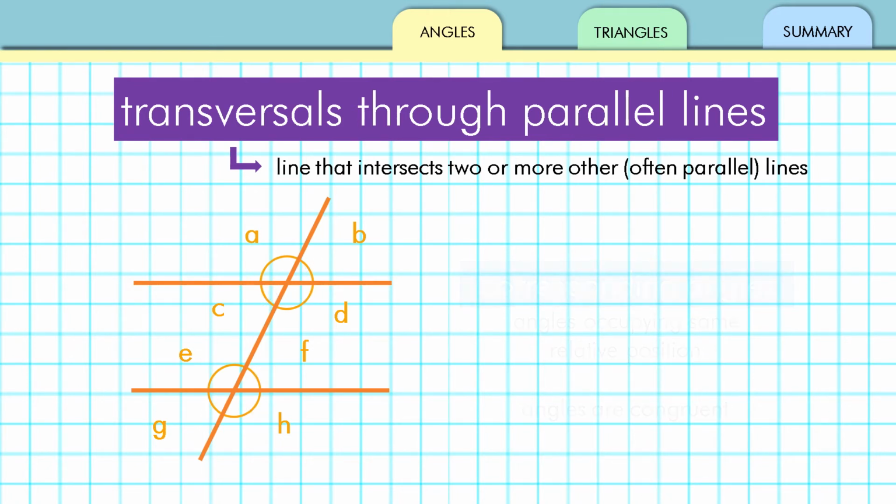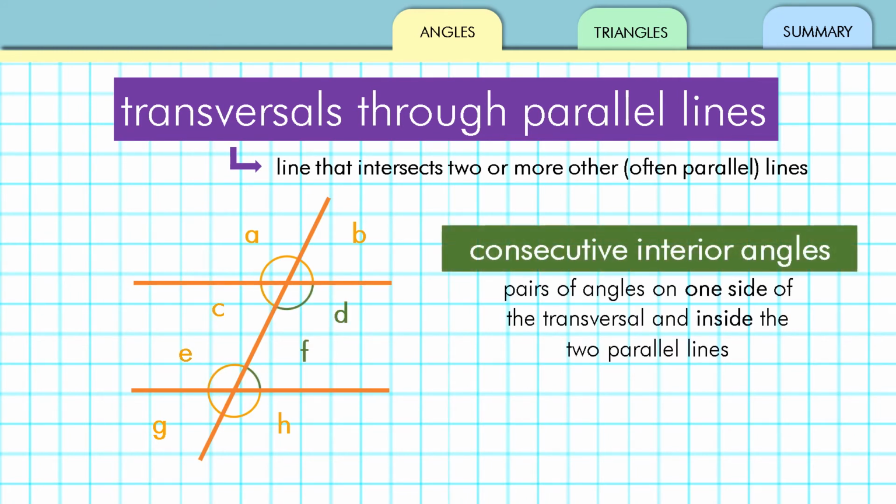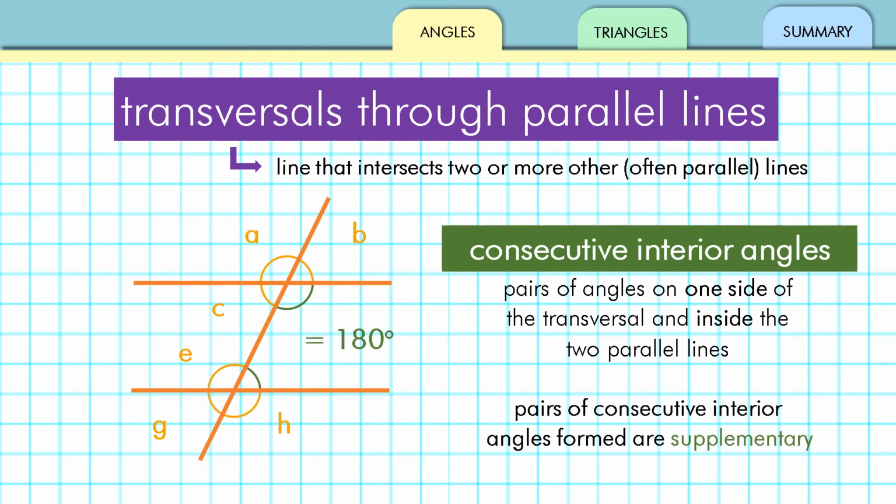When two lines are cut by a transversal, the pairs of angles on one side of the transversal and inside the two lines are called consecutive interior angles. If two parallel lines are cut by a transversal, then the pairs of consecutive interior angles formed are supplementary.